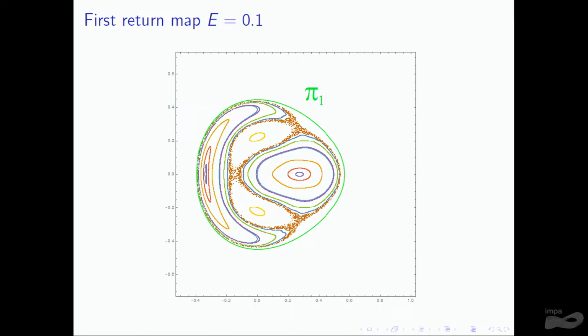So for low energy, it's not so low, because 0.1 is not so low. If you take very low energies, then it's close to the linear system, so it looks like integrable. But if we increase a little bit, then we start to see this chaotic behavior here.